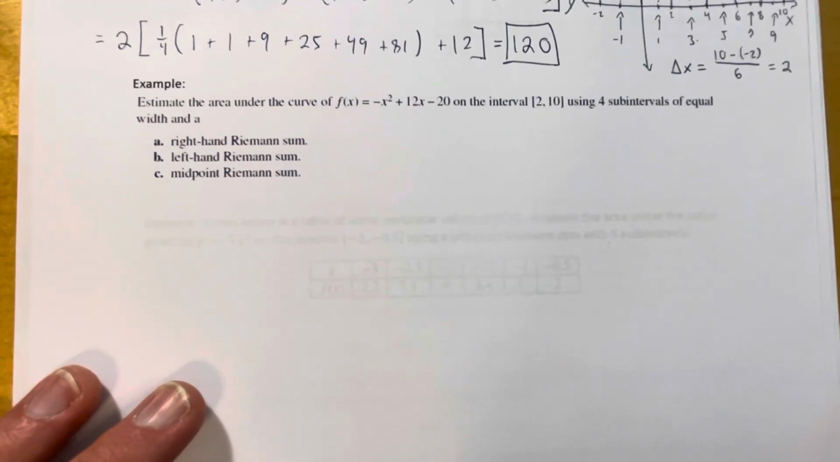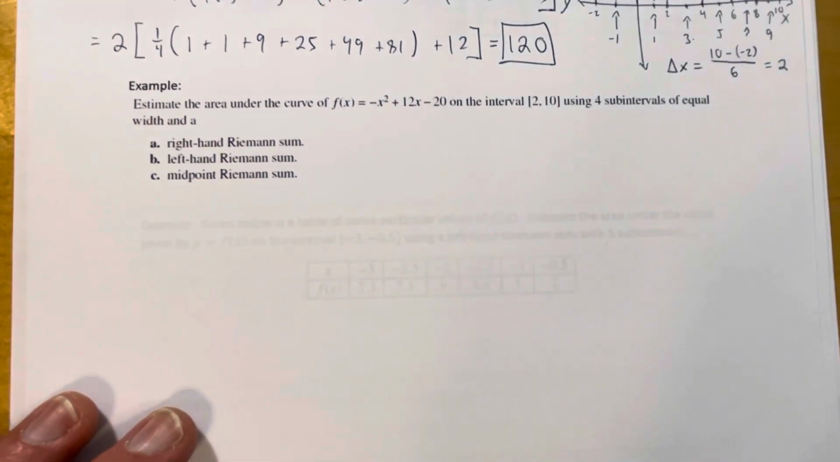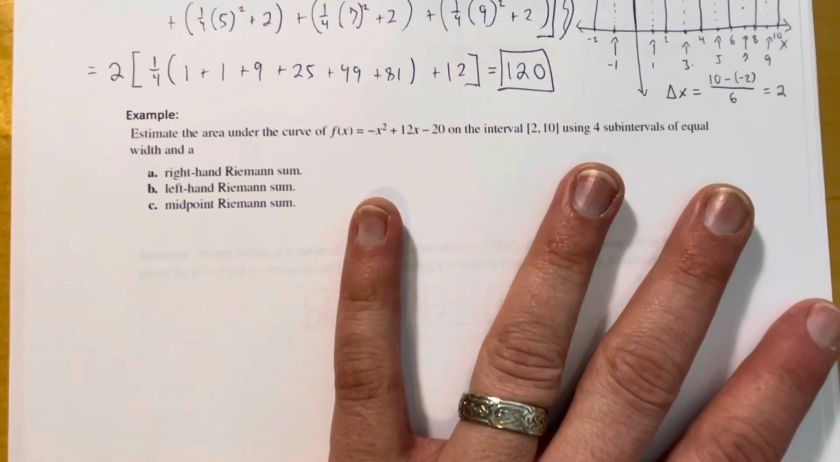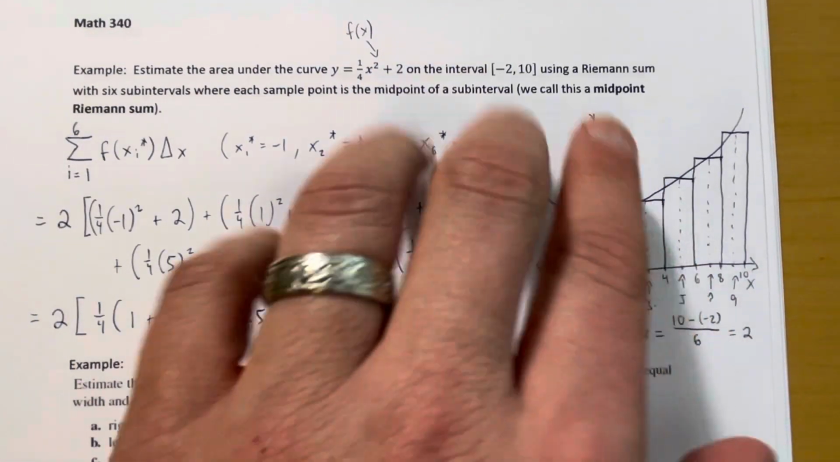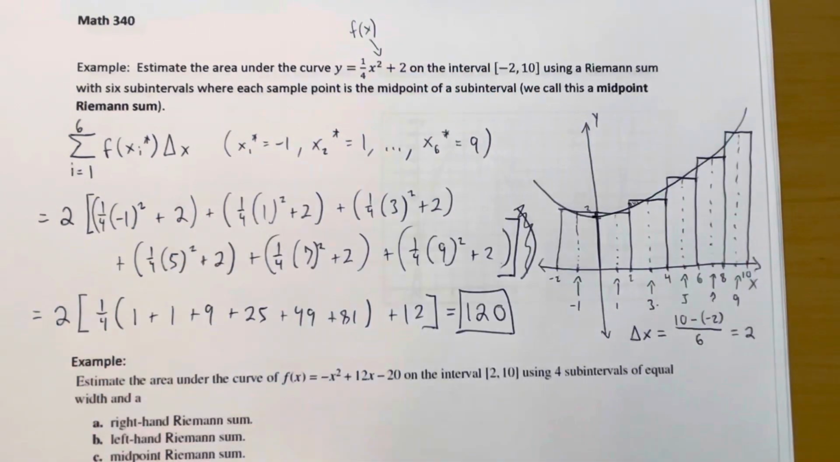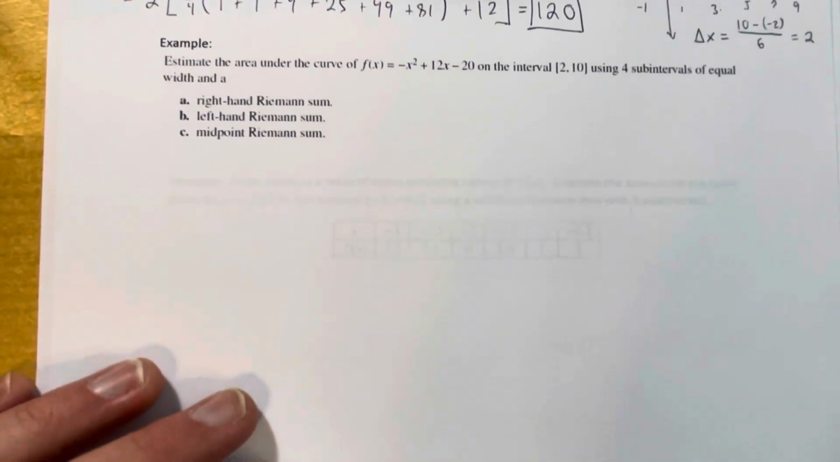So in the previous example, we used a Riemann sum with midpoints. So we call that a midpoint Riemann sum to estimate the area under a curve over some specific interval. We're going to do a similar problem.